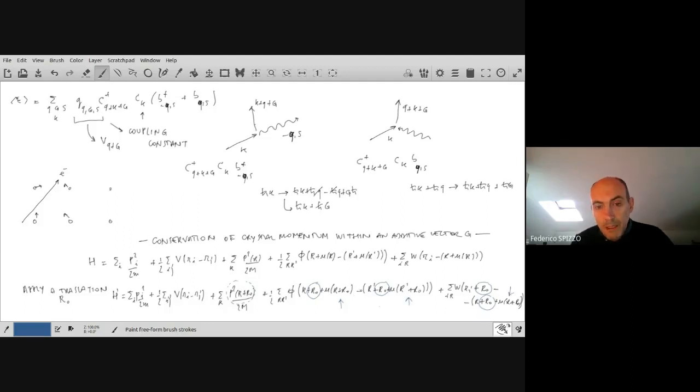So if we just apply a translation, then the Hamiltonian H prime is not exactly equal to the initial Hamiltonian H. So we have to apply a second transformation to go back to the initial Hamiltonian. And the second transformation is a translation of the ionic coordinates.